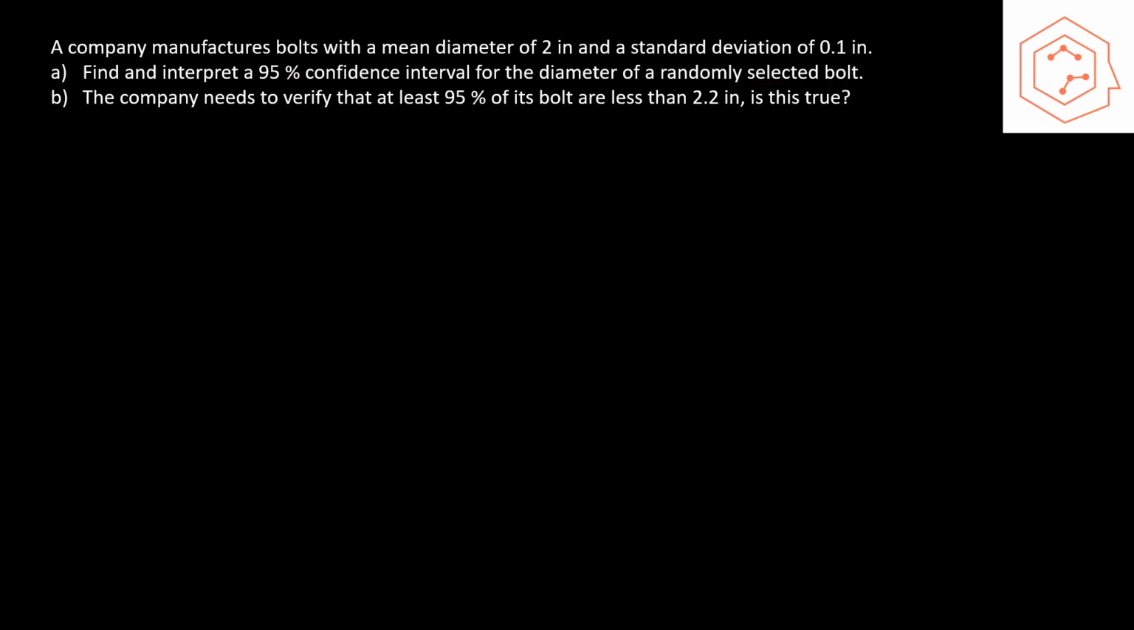Now in part B, we're asked to find or verify for the company that at least 95% of the bolts are less than 2.2 inches. We want to know if that's true. So we have our distribution for the diameter of the bolts, where this is our mean, so it's not 0, it's our mean of 2 inches. We have some value, an upper bound. We want to know if at least 95% of all points are below this value. And that value happens to be 2.2 inches.